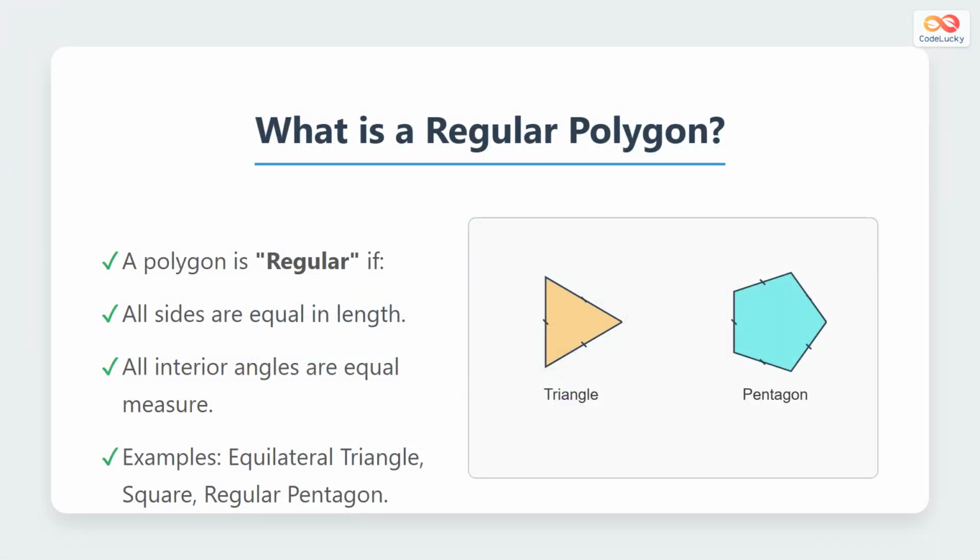First, let us define what we mean by a regular polygon. A polygon is considered regular when it meets two specific conditions. First, all of its sides must be exactly the same length. Second, all of its interior angles must be equal in measure. Common examples include the equilateral triangle, the square, and the regular pentagon.